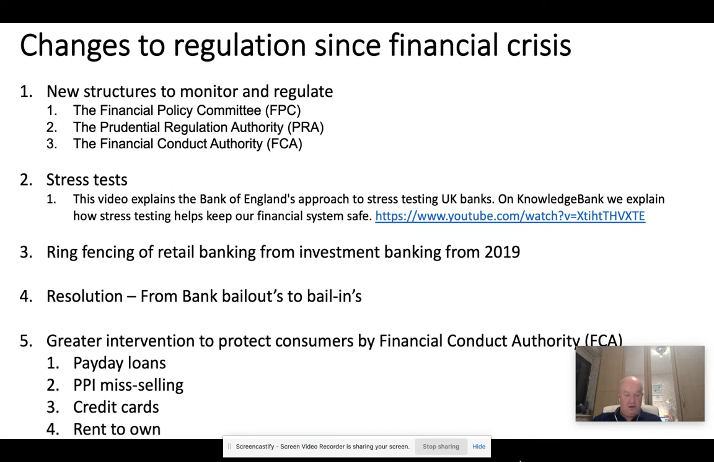And another area is rent to own and buying to let, so all areas that are designed to try to protect consumers, and the Financial Conduct Authority is the organisation that is responsible for investigating those things, and in some cases, drawing up legislation to stop those sorts of things happening in the future.